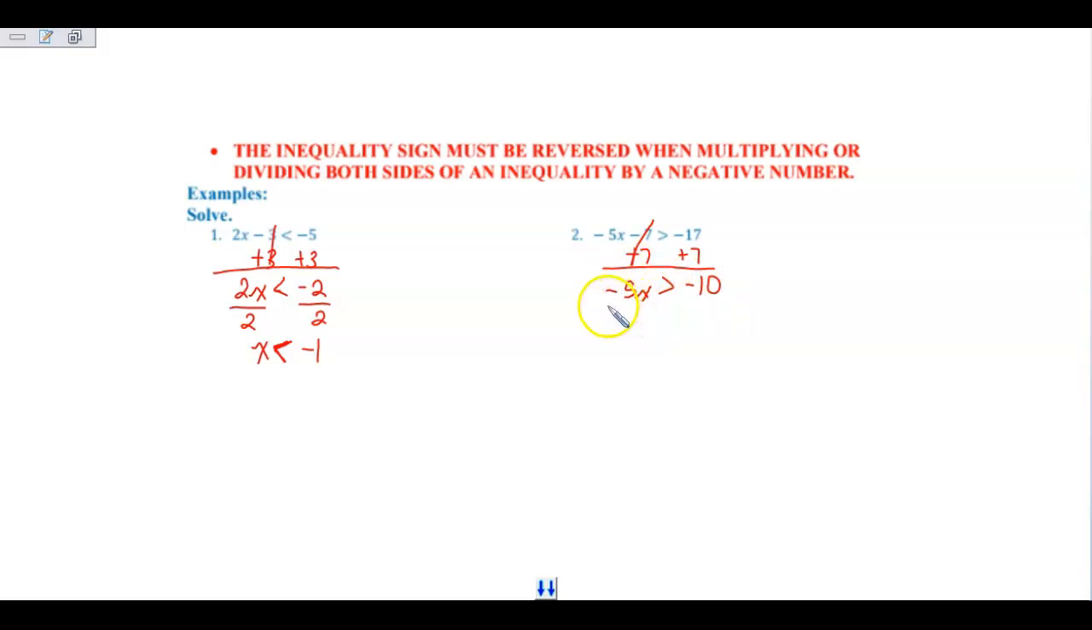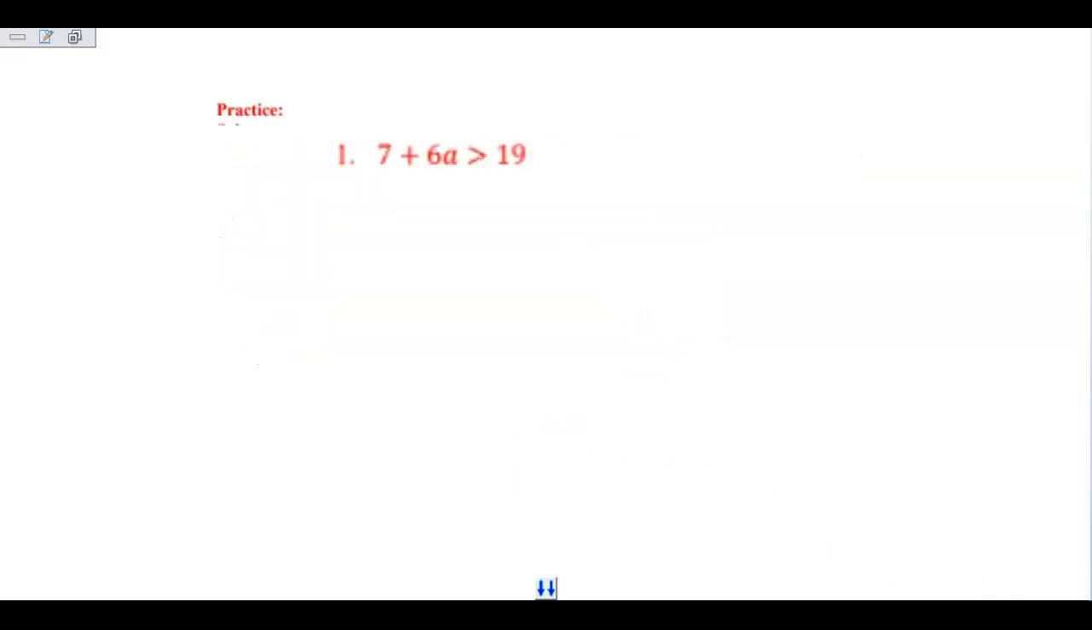This is multiplication, so the opposite would be to divide by negative 5. Divide by negative 5. That becomes 1, so x is by itself. Negative 10 divided by negative 5 is a positive 2. I moved a negative number, and that is where this symbol goes from greater than to less than. There are some practice ones for you to work on. I'm going to work with this one with you.